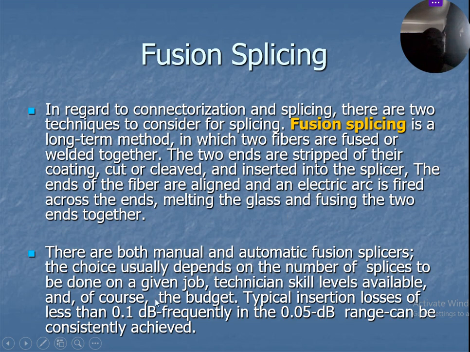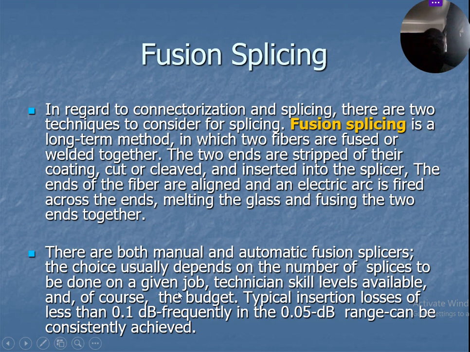Now let's look more intensively into this. There are both manual and automatic fusion splicers. So we can do it either manually or automatically. There are two methods of doing fusion splicing: one is the automatic method, and the second one is the manual fusion splicing.